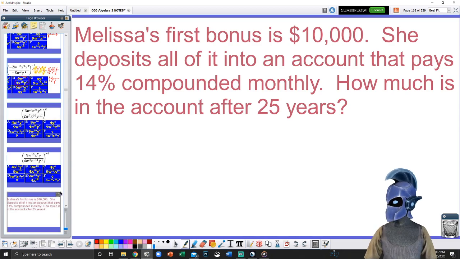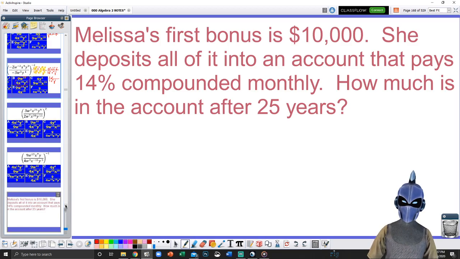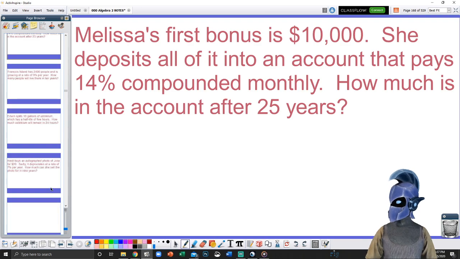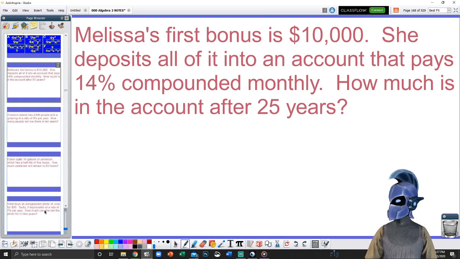All right, now let's go to this. We're going to do the compounded, the decay and growth, and also the half-life formulas. So you go ahead, read these next 4 questions and see if you can figure out the answers to each one. Go ahead, hit pause, do that, and then come back, and I'll show you how to do it.